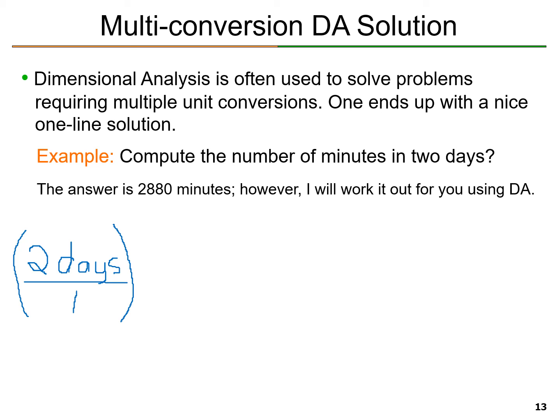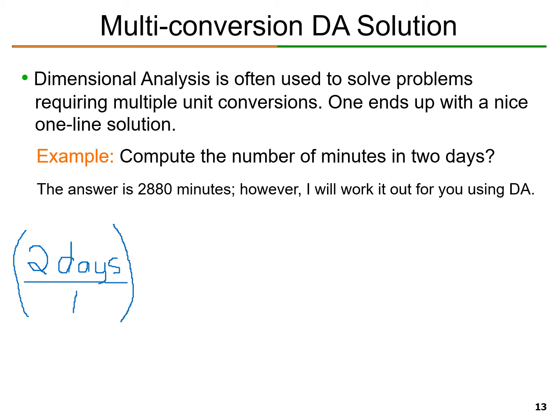The reason we can do that is because of the commutative property of multiplication, which says that the order in which I multiply numbers does not matter. Okay, so I got 2 days, and we're trying to find the number of minutes in 2 days. Now, if I just happen to know off the top of my head the number of minutes in 1 day, then this would simply become a 1 conversion factor problem. But I don't know the number of minutes in 1 day.